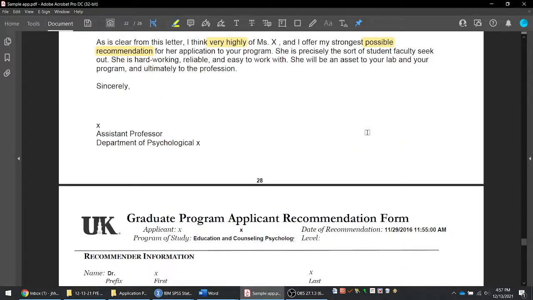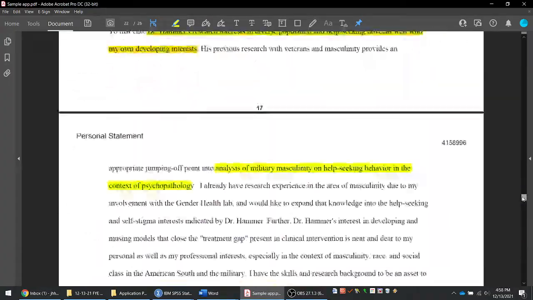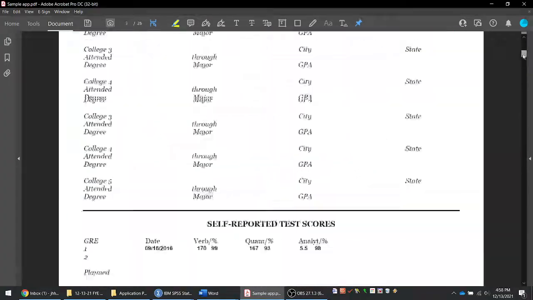So that's the sort of stuff you want in a letter. You want the letters to help your case. You don't want them to muddy the waters or hurt your case. So, woo! Where are we at? We are at 63 minutes. My goodness gracious, well, that was beefy.